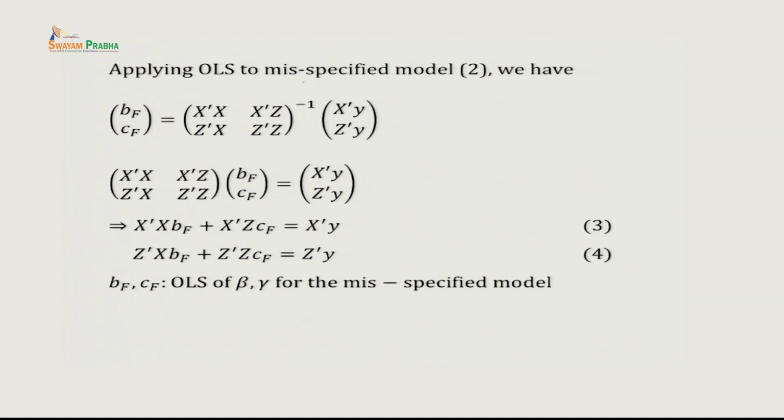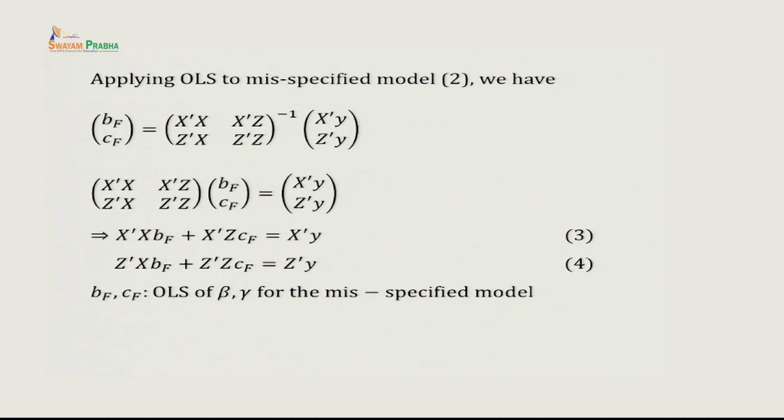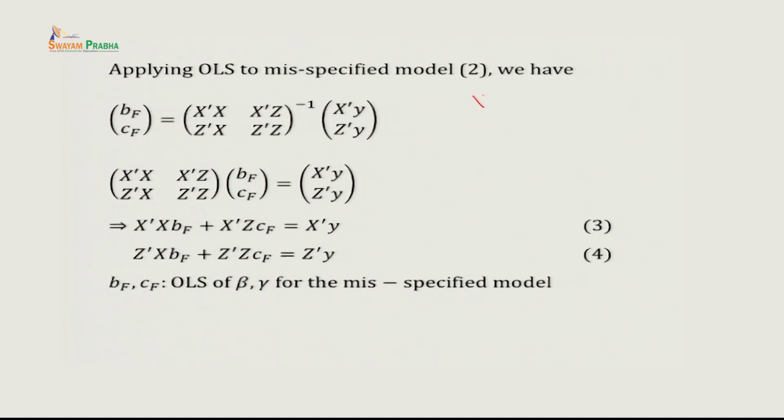Then we apply OLS to this misspecified model too, and we obtain the OLS estimator as (bF, cF) equal to, you have (x z), which is your new explanatory variables matrix. So, (x z) transpose (x z) is equal to the matrix x transpose x, x transpose z, z transpose x, z transpose z. So, you get this matrix, and then (x transpose y, z transpose y).